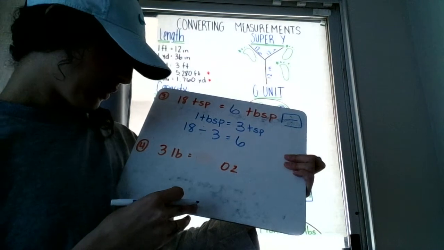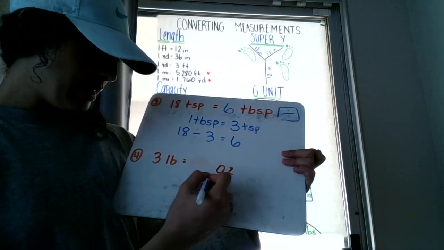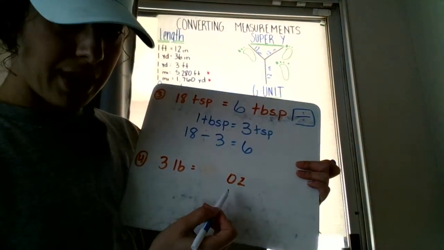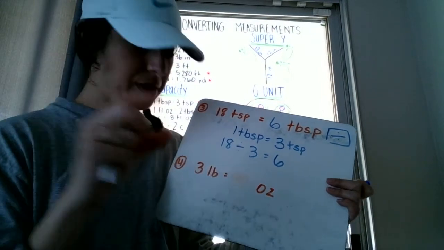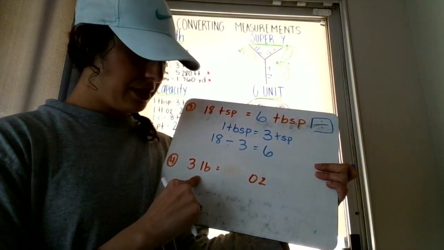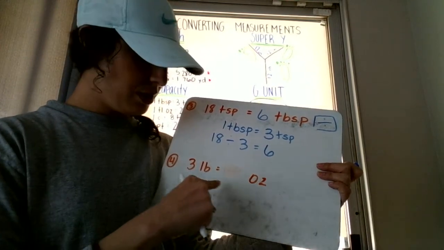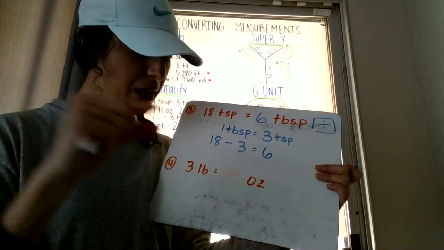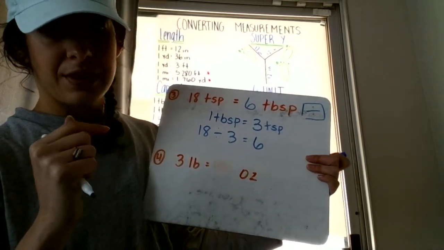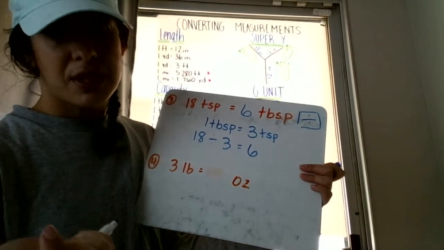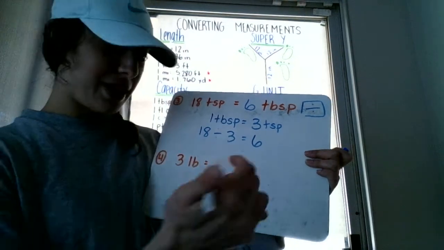Another one. Here I have 3 pounds, and I want to go to ounces. Okay, so let's think back to yesterday. Remember my Dodgers baseball? That's 1 pound. And then my little keys, that was an ounce. So from a pound to an ounce, am I going from big to small or small to big? I'm going from big to small. So that means I'm going to multiply.